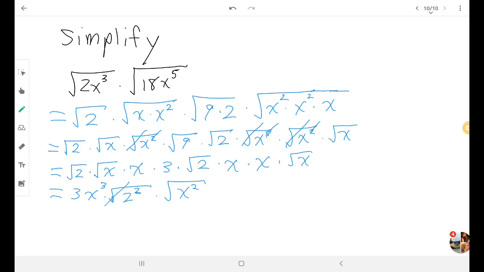And so now square root cancels a square, and I've got 3 times x to the 3rd times 2 times another x. And then I can put 3 times 2 together and call that 6. And I can put x to the 3rd times another x together, and that's 4 of them, so this is x to the 4th. And there we have our last answer.